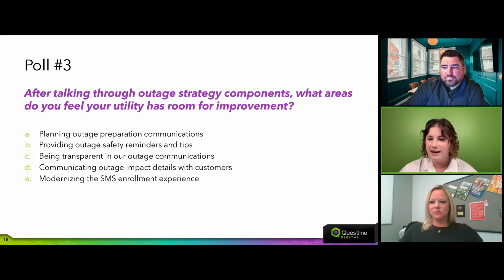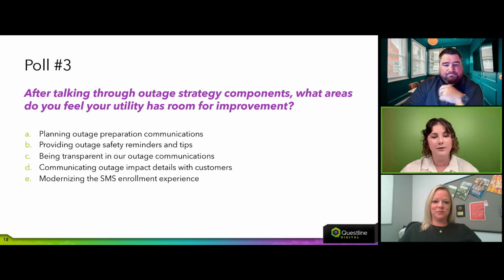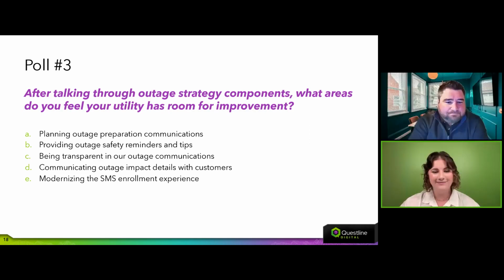It looks like we're pretty much choosing modernizing the SMS enrollment experience as the top contender, but it's followed pretty much by a tie with communicating outage impact details with customers and then being transparent in outage communication. So a lot of different areas there. Again, hopefully the notes that John and Nina have shared today will be helpful in inspiring your own strategy. So I will go ahead now and pass it off to John for more about the data integration.